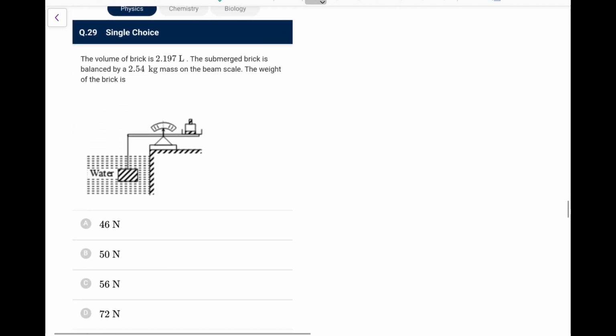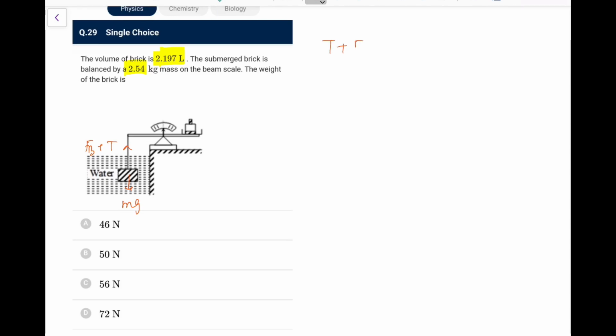Next one, the volume of a brick is 2.197 liters. The submerged brick is balanced by a 2.5 kg mass on the beam scale. What is the weight of the brick? So simply, this is balanced here. Let's say this is the tension or normal, this would be mg, and this would be the buoyant force also.